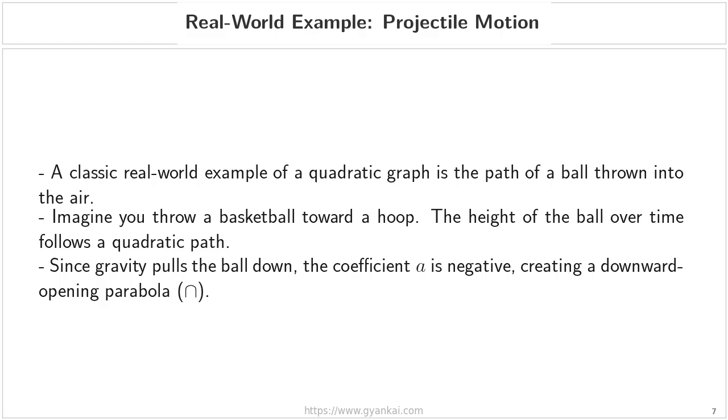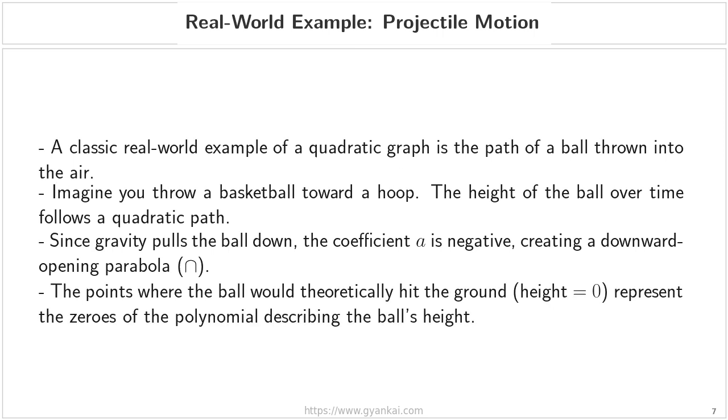Think about the physics involved here. Because gravity is constantly pulling the ball back down toward the Earth, the coefficient a in our polynomial must be negative. As we discussed in the previous slide, a negative a creates a downward opening parabola, shaped like an arch or a frown. Finally, let's connect this back to the concept of zeros. If we look at the points where the ball would theoretically hit the ground, which is where the height equals 0, those specific moments in time represent the zeros of the polynomial describing the ball's height. This brings us to our next step, where we will perform a formal, step-by-step mathematical analysis of a specific quadratic equation.